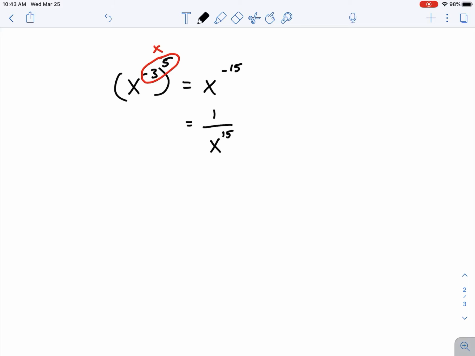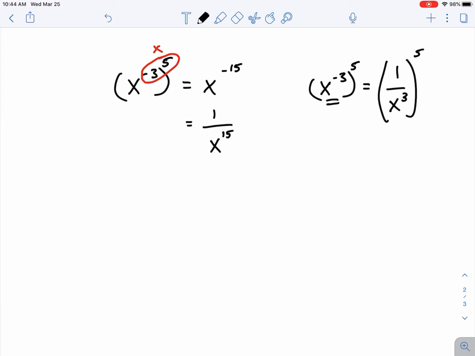Okay? So that's how that rule works with negative exponents. The other way you can think of this is I could choose to turn this inside positive first, and that's okay. So x to the negative 3 is 1 over x cubed. So I'm taking this inside negative 3, turning it positive, and it's still to the 5th power.